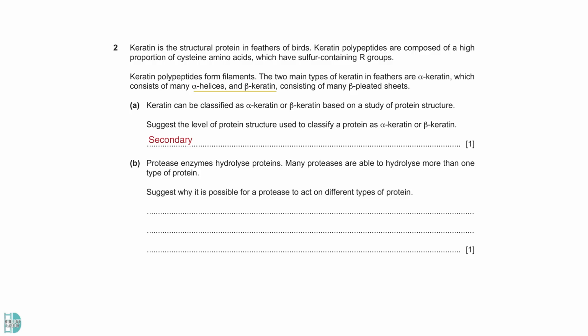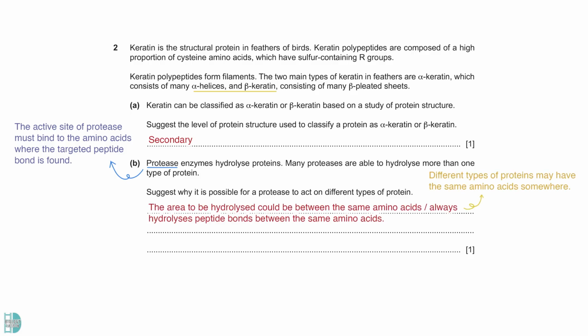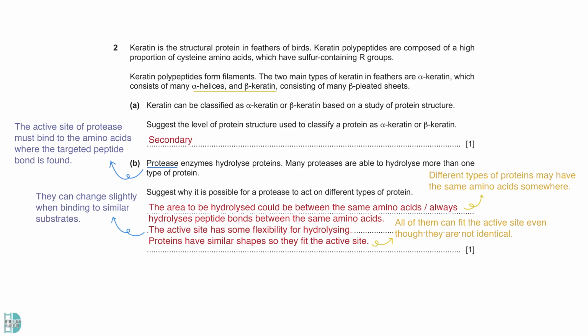To hydrolyze protein, the active site of protease must bind to the amino acids where the targeted peptide bond is found. Many different types of proteins may have the same amino acids in the area where the active site binds. The protease will always hydrolyze peptide bonds between the same amino acids. Another possibility is that the active site has some degree of flexibility. It changes shape slightly for binding to similar but not identical substrates. The proteins that can be hydrolyzed by this protease may have similar shapes. So, all of them can fit the active sites even though they are not the same.